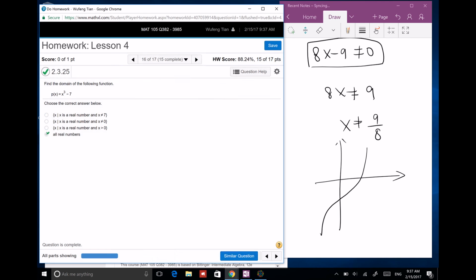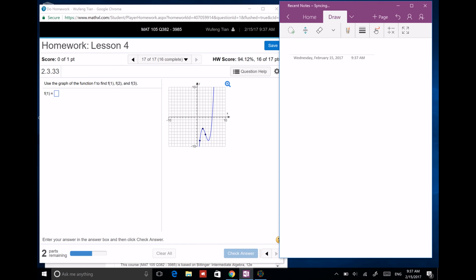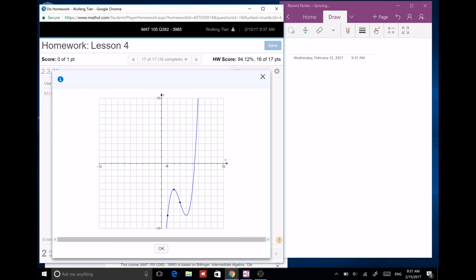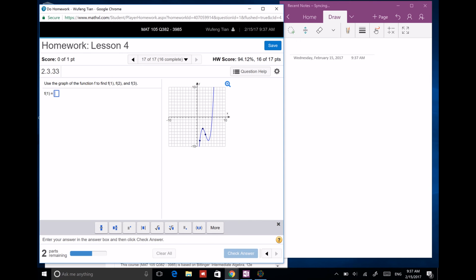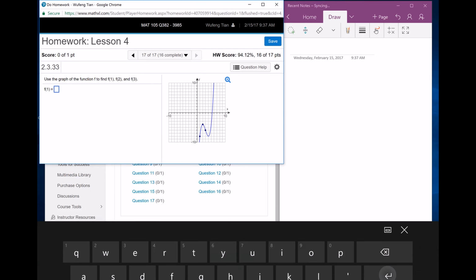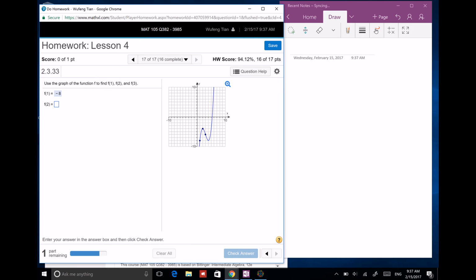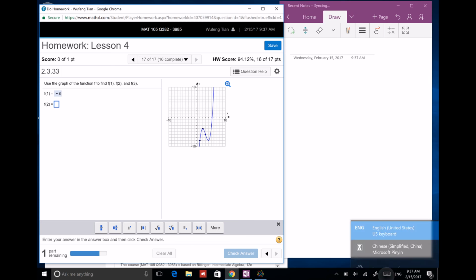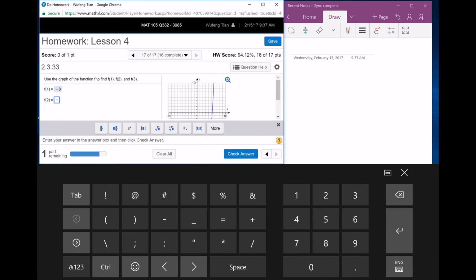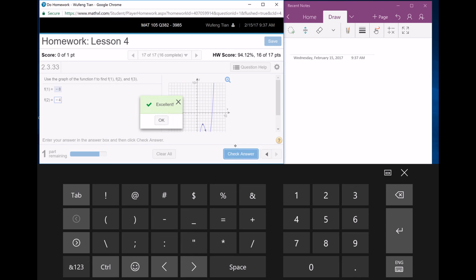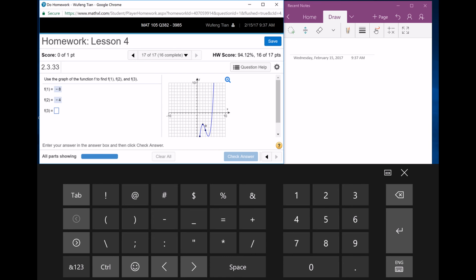It's all real numbers. f(1), we look at from the function, f(1) going down to here, so it's negative 8. And f(2) is 1, 2, 1, 2, 3, 4, negative 4. f(3), negative 6.